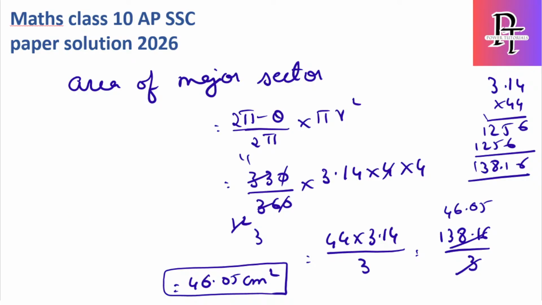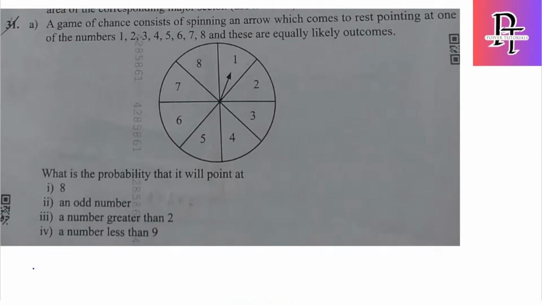Okay, let's move to the next one. 31st question. The game of chance consists of spinning a wheel. Okay, so we have total 8 outcomes. What is the probability that it will point at 8? So the answer is simple, which is 1 by 8. One winning case by total cases, which are 8.